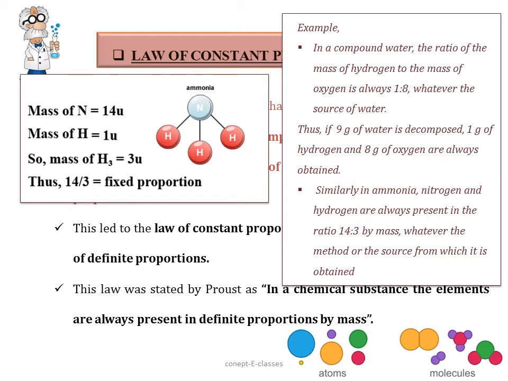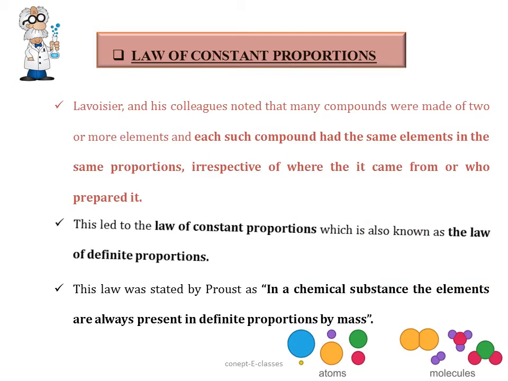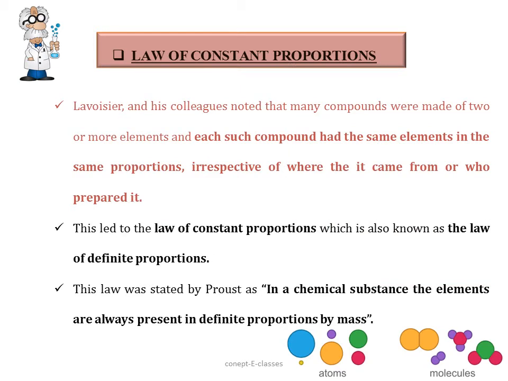So this led to the law of constant proportion, which is also known as the law of definite proportion. This law, which was stated by Proust, says that in a chemical substance, the elements are always present in a definite proportion by mass. Or in simple words, a pure chemical substance consists of the same elements combined together in a fixed proportion by mass. That is the law of constant proportion.